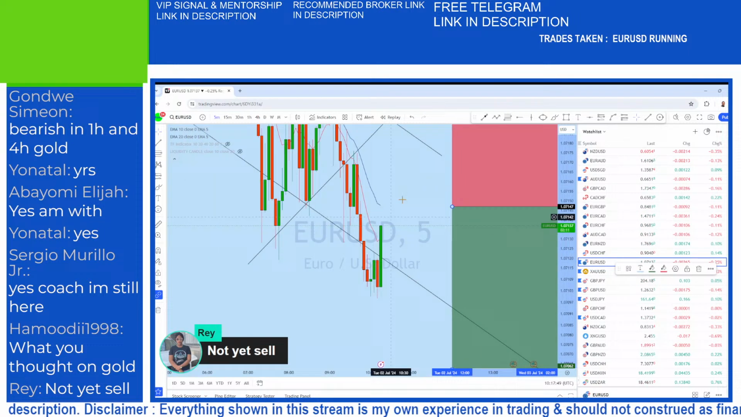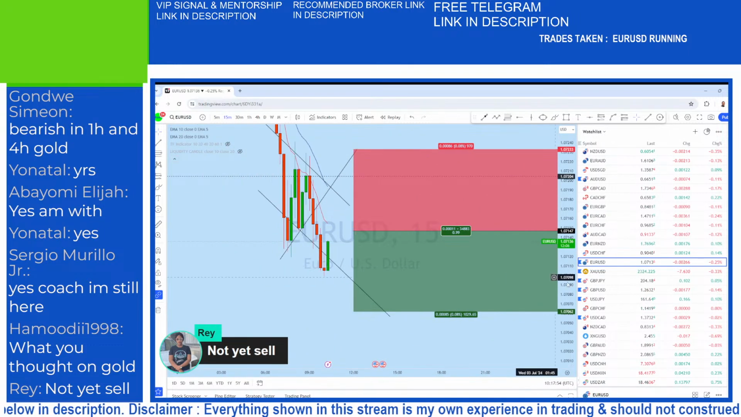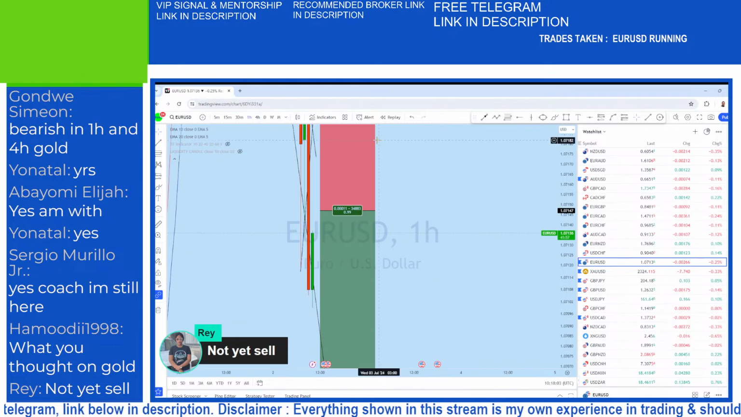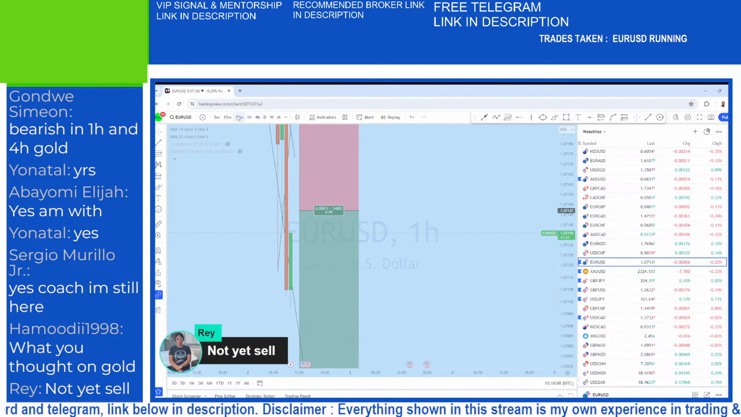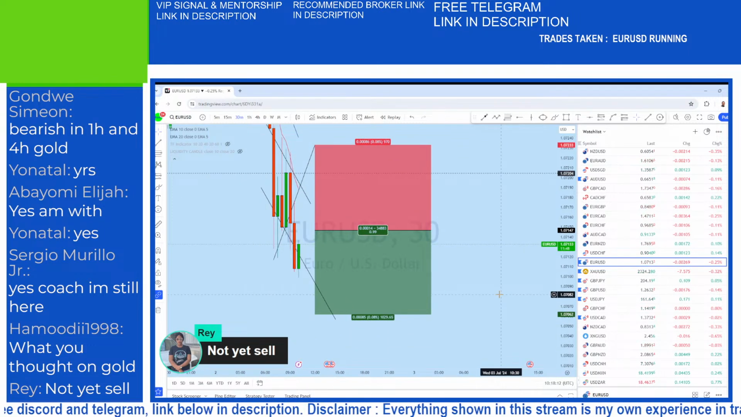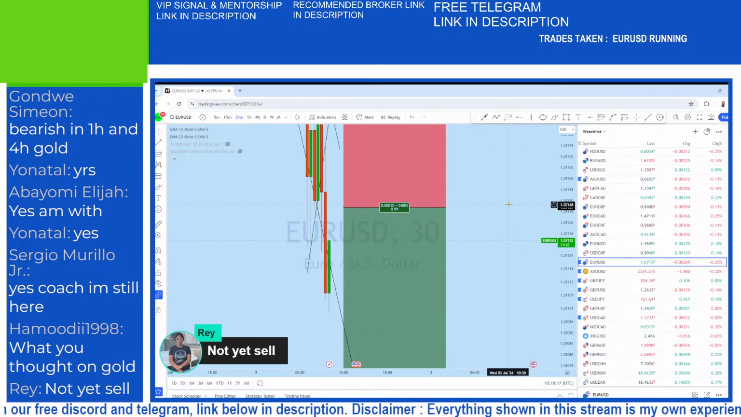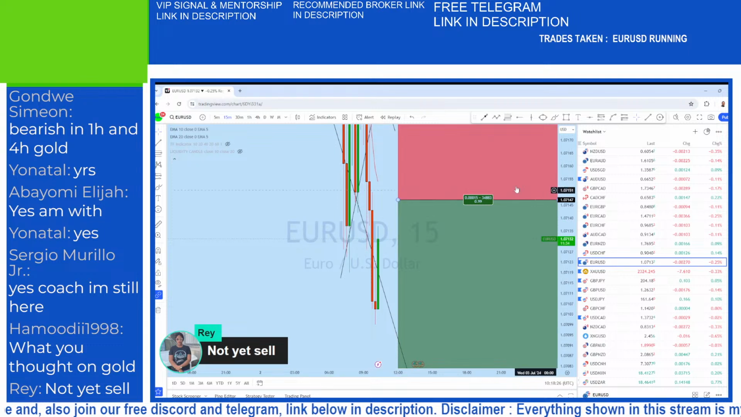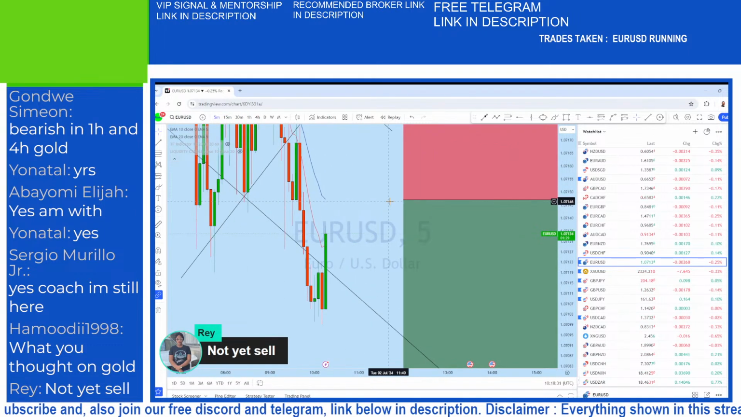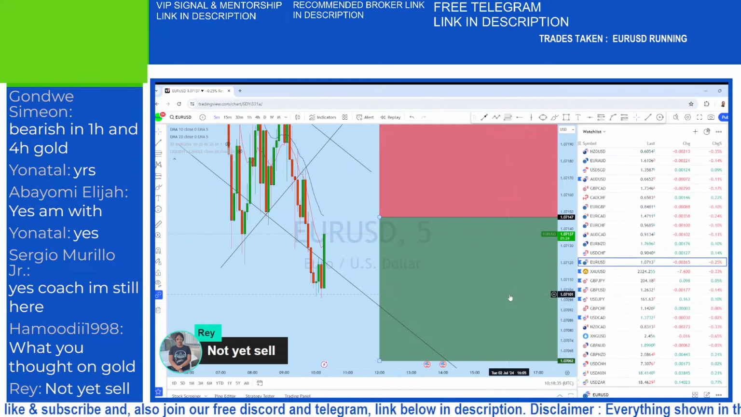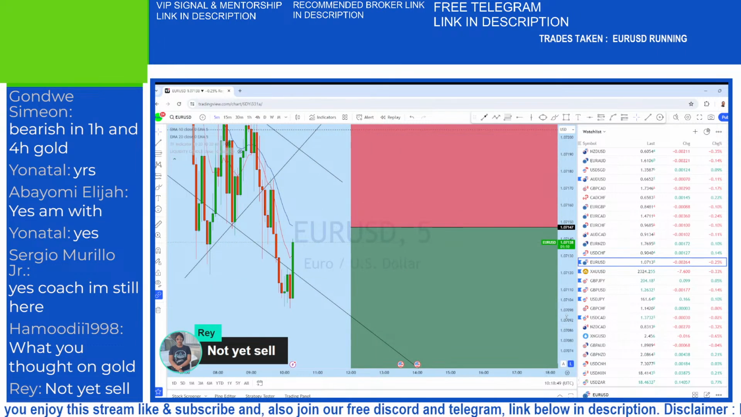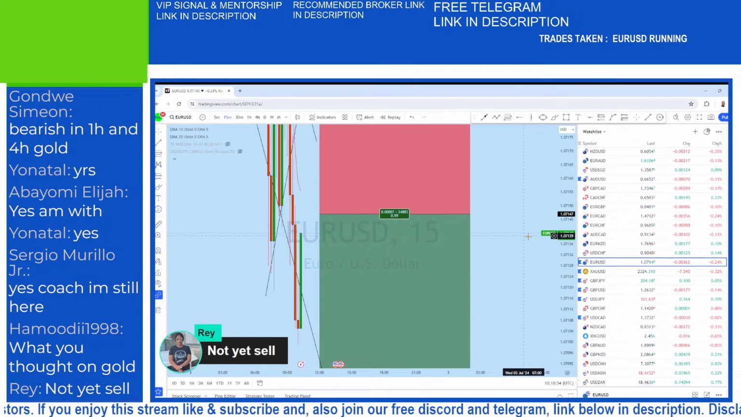Okay, guys, so you see that another bounce again. Here is, if you guys look at it, you can see the market in a very narrow area.